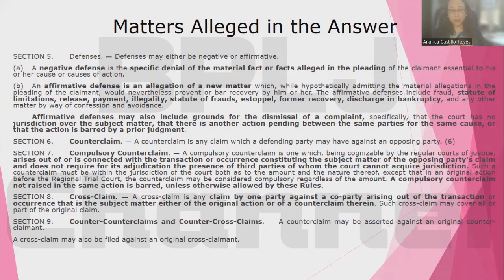Counterclaims and counter-cross-claim. A counterclaim may be asserted against an original counterclaimant. A cross-claim may also be filed against an original cross-claimant.